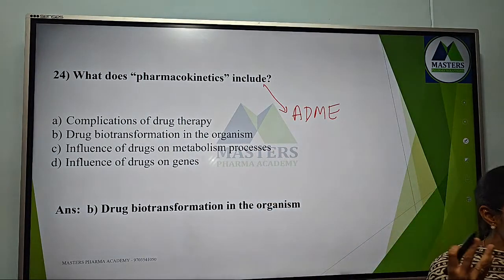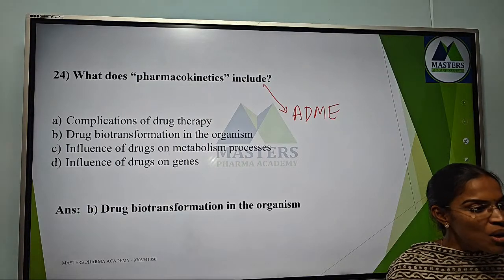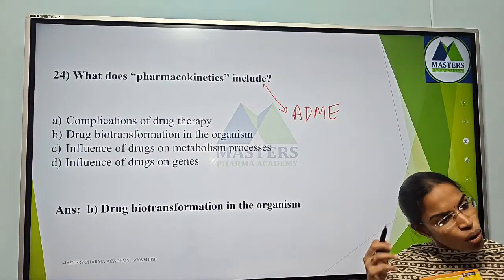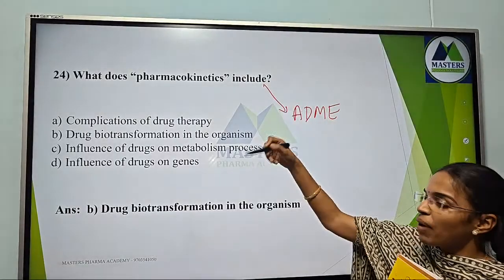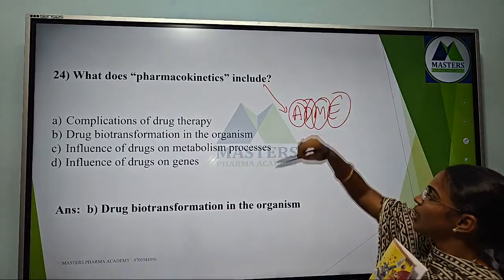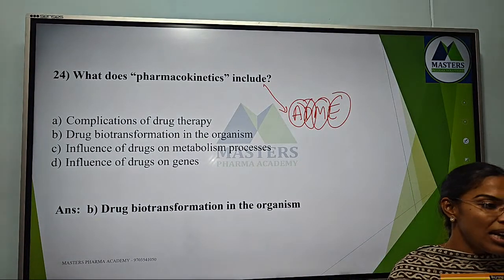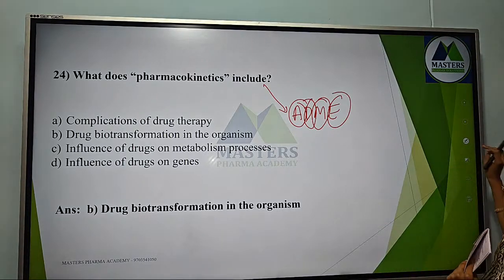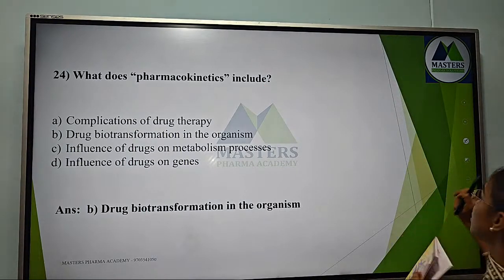So what happens to a drug in the organism? What the body does to the drug is nothing but pharmacokinetics. So ADME: what is the drug biotransformation it undergoes? Absorption, distribution, metabolism and excretion. This is known as the biotransformation of a drug in the body, that is known as pharmacokinetics. Very easy question but very important question.